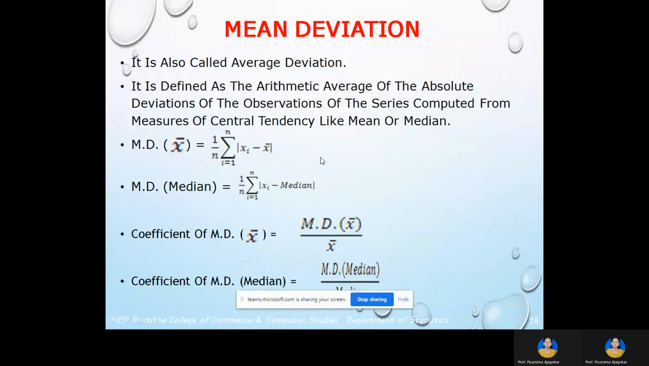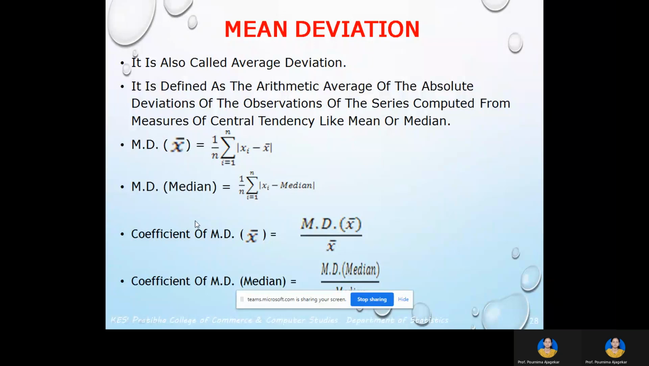Suppose if we are taking deviations of observations from mean, then we can define the mean deviation from mean. So here we have the formula for mean deviation from mean: 1 upon n summation of mod of xi minus x bar. If we take the deviations of observations from median, then we compute the mean deviation about median, that is equal to 1 upon n summation of mod of xi minus median.